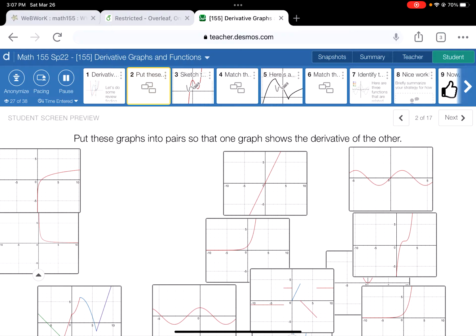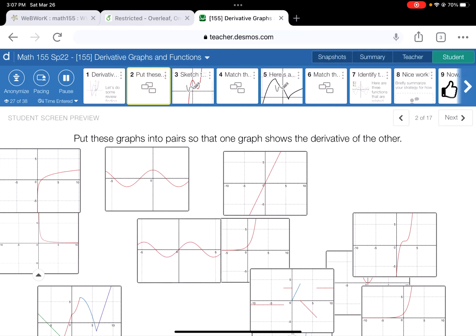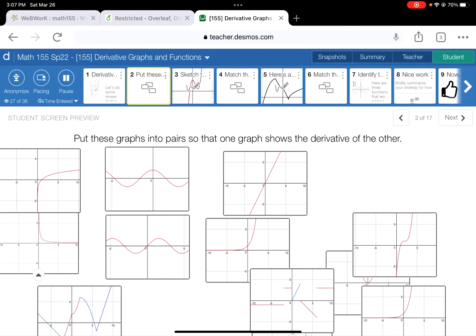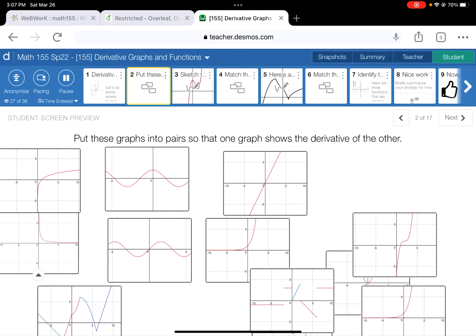But some other things that we should look for, we should go, oh, well, this kind of looks like a trig function, and this kind of looks like a trig function. So they should be paired together, and the question is, who is whose derivative? But at the end of the day, it doesn't really matter because it just says put them in pairs, so we know we should put these two in pairs. But, okay, who is whose derivative? Well, just check a few points.